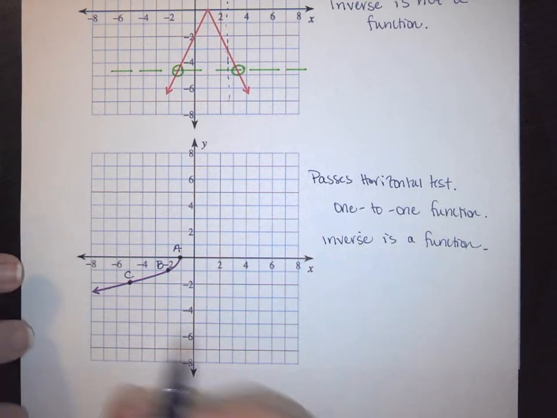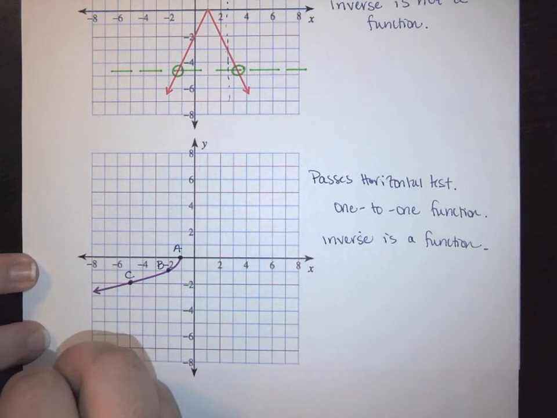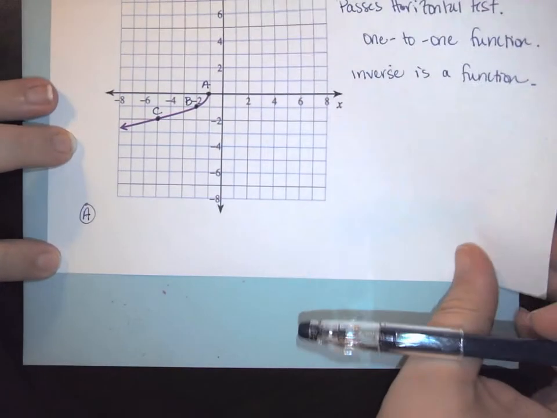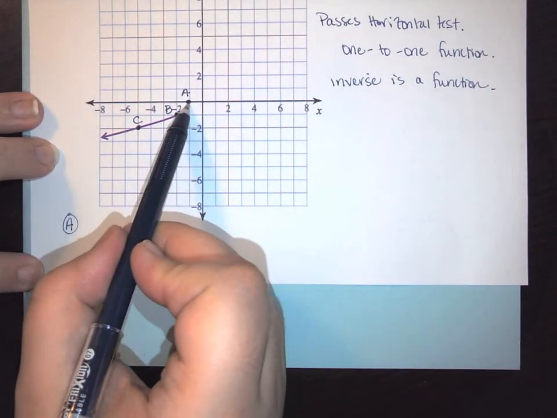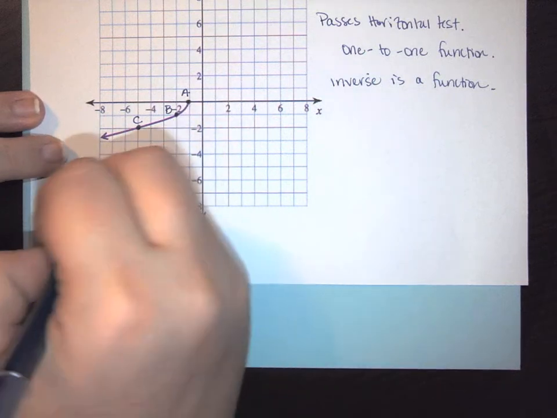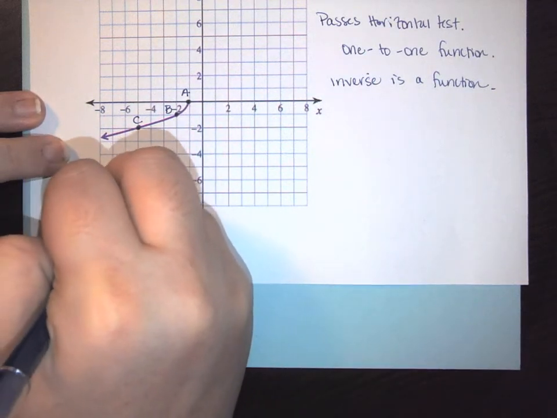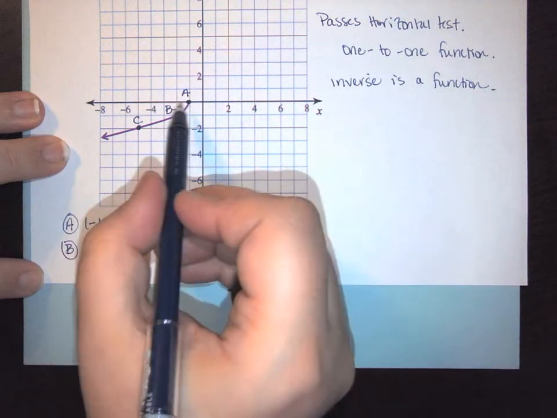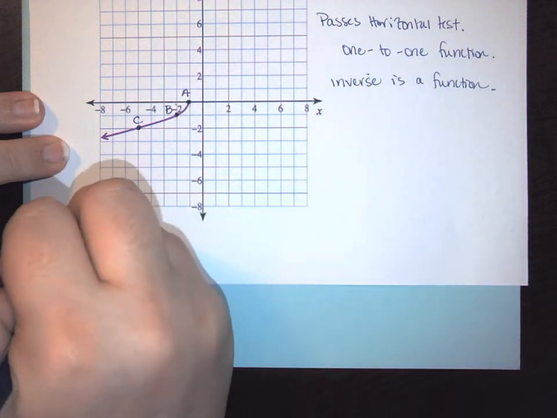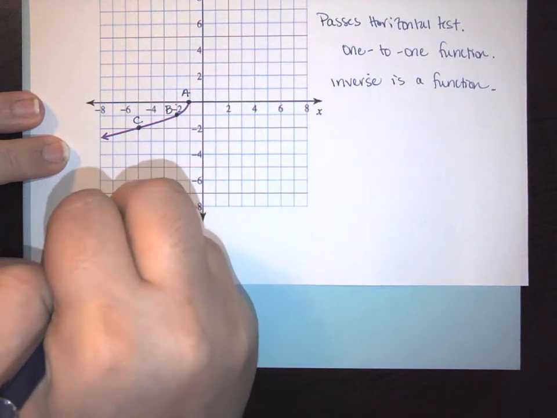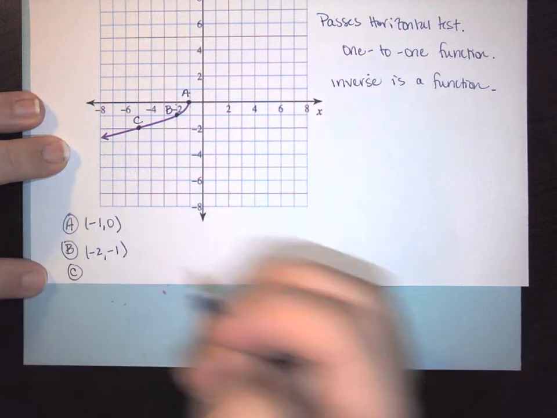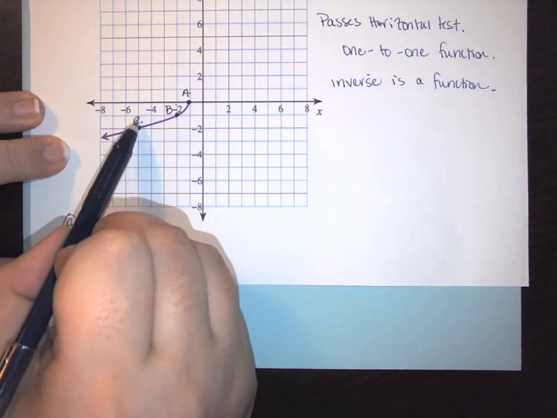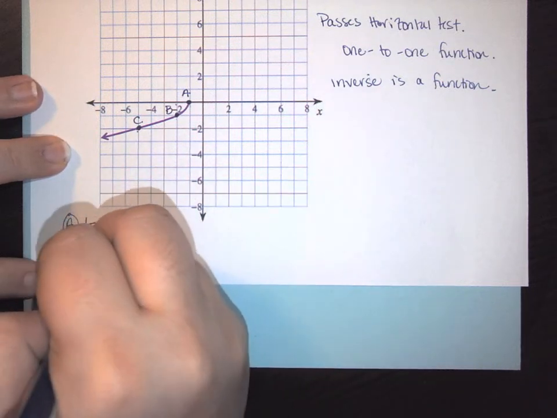First of all, I know that when I'm looking at point A, I am going to be, let me scoop this up so you can see. I'm going to be right here, and this is the point -1, 0. At point B, I'm at the point -2, -1. And at point C, I'm down here. I'm at the point, if you count, this is -5 down -2.